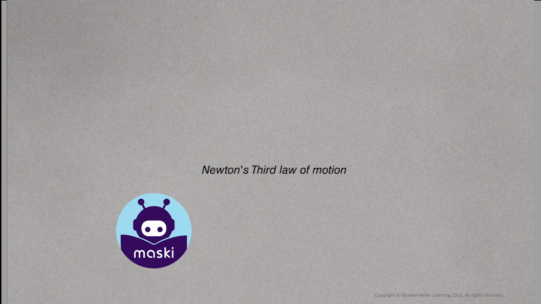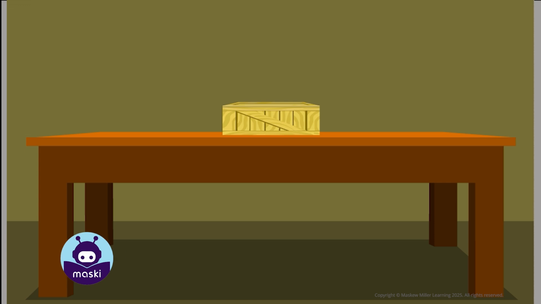Newton's third law of motion. An interaction involves a pair of objects or bodies. Consider this block resting on a table. The force of gravity is acting on it. The block is in contact with the table, so it pushes against the surface of the table.